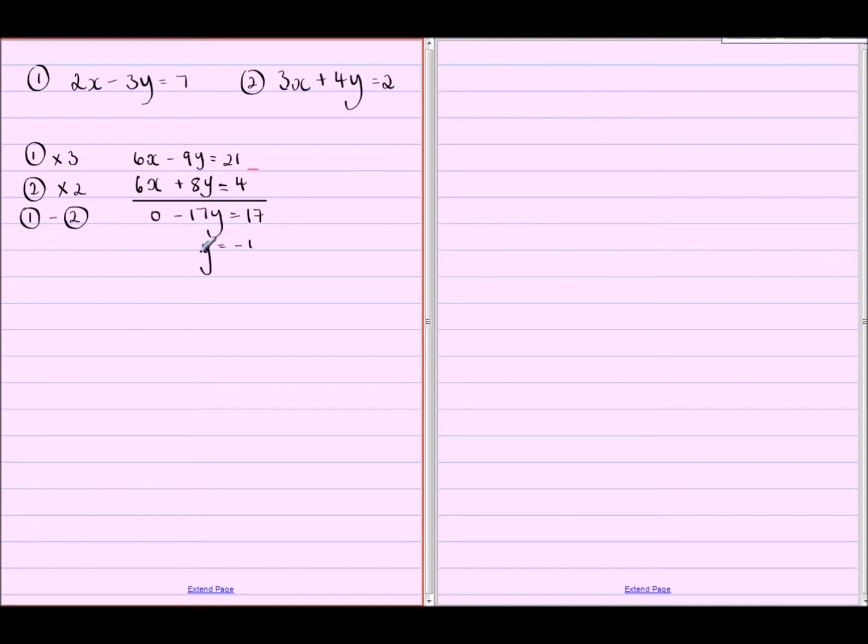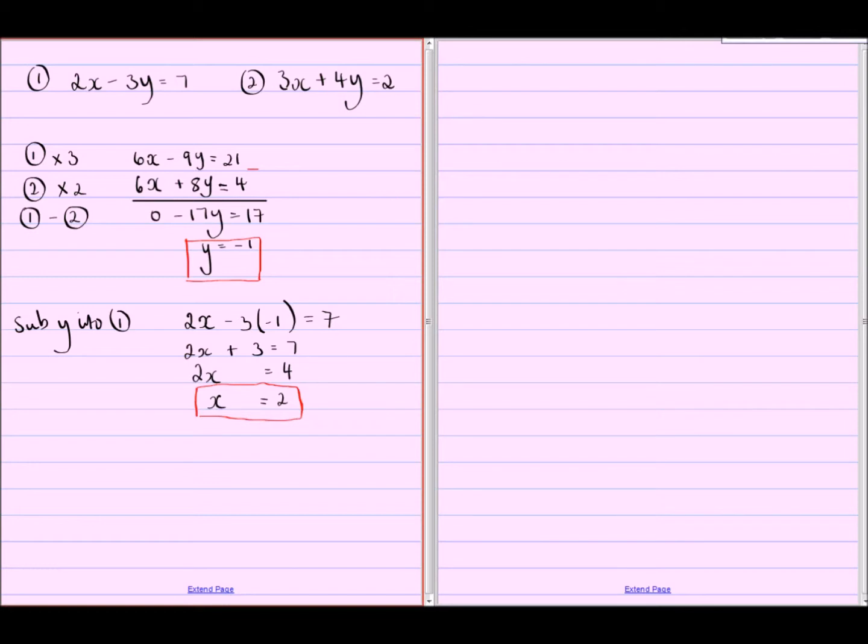If I then substitute y into the first equation, I end up with 2x minus 1 equals 7. 2x plus 3 equals 7. 2x is then 4, divided by 2, and x equals 2. And there's our solution. x is 2, y is minus 1.